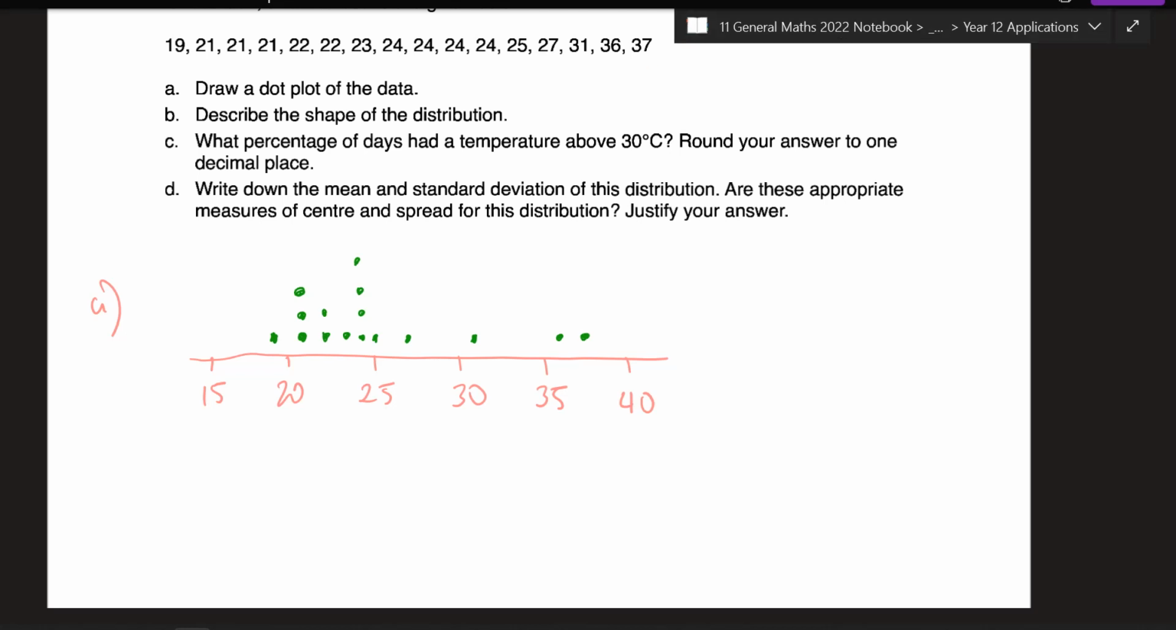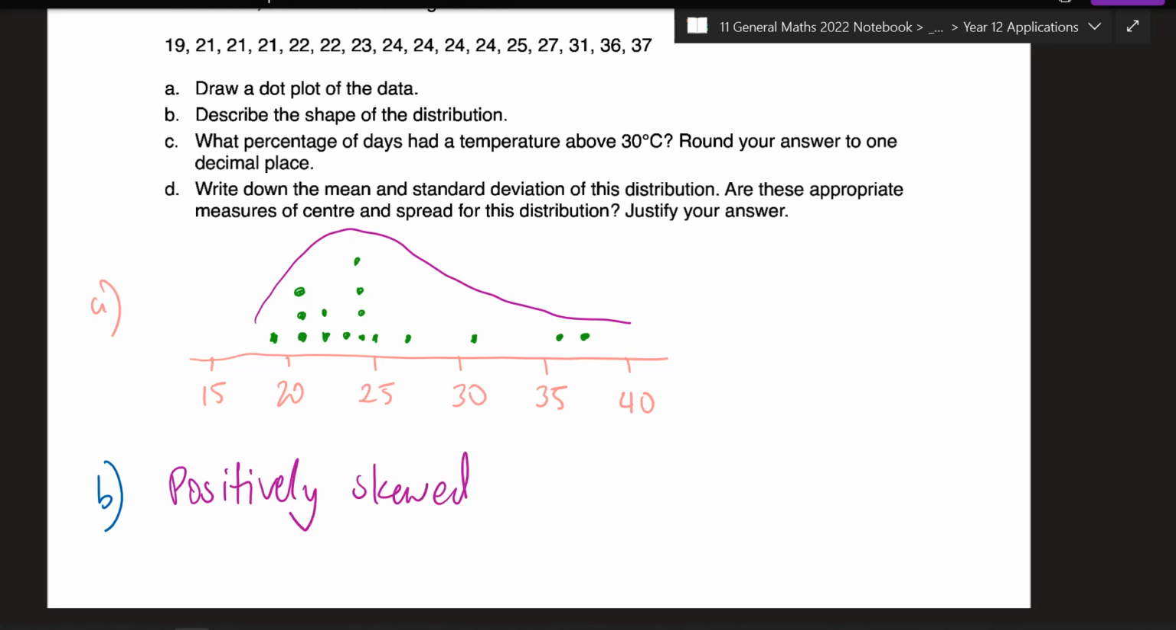Okay, part B. Let's describe the shape. So looking at the shape, a lot of it seems to be on the left-hand side and it trails off towards the right. So what kind of skew is this, guys? Positively skewed, good. Okay, so that's the skew of this, all right?